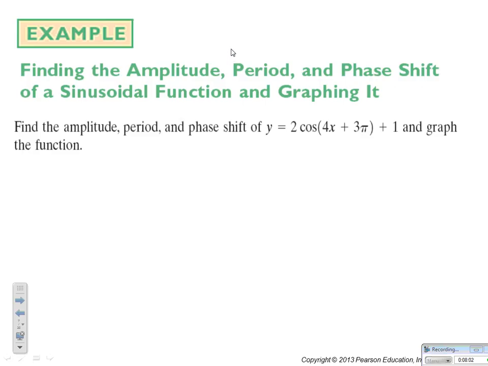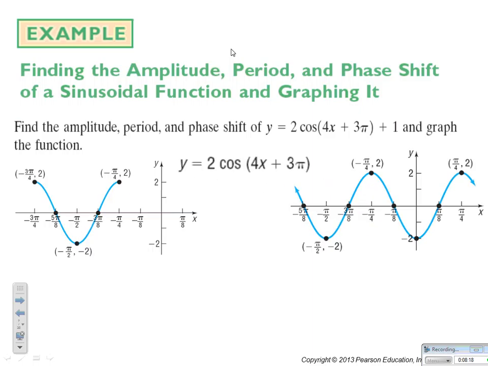All right, so now we're going to fuss with the cosine. In this case, we got y equals 2 cosine of 4x plus 3 pi, plus 1. We're going to find the amplitude, period, and phase shift. If we look at our graph, our amplitude is 2. Our period would be 2 pi over 4, or pi over 2.